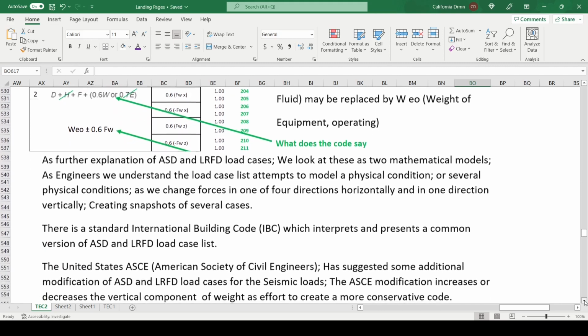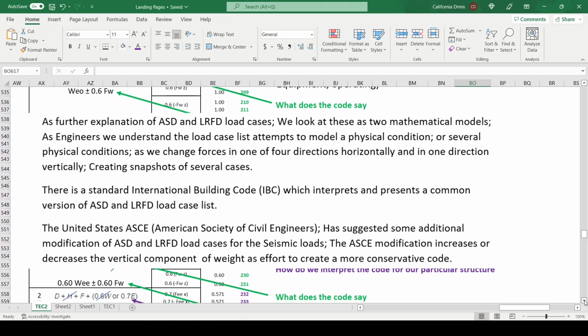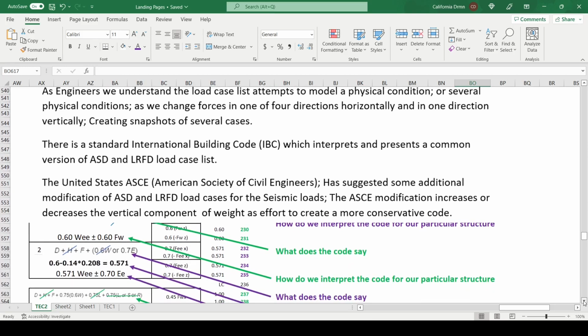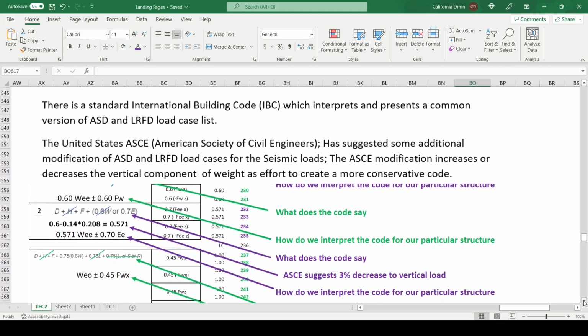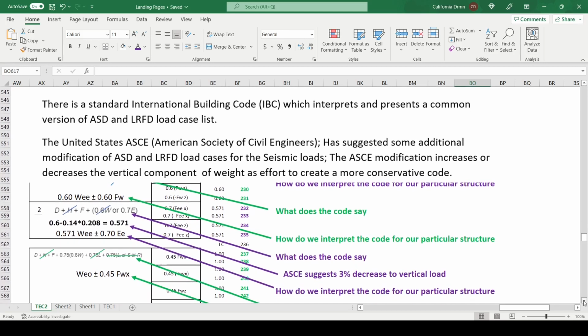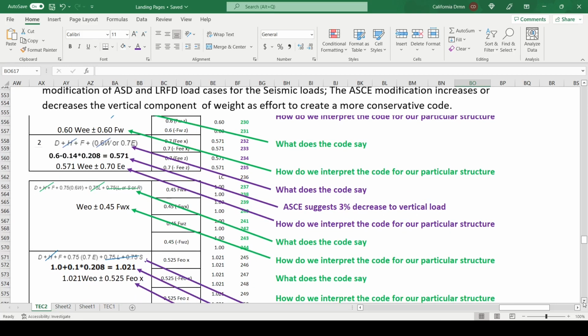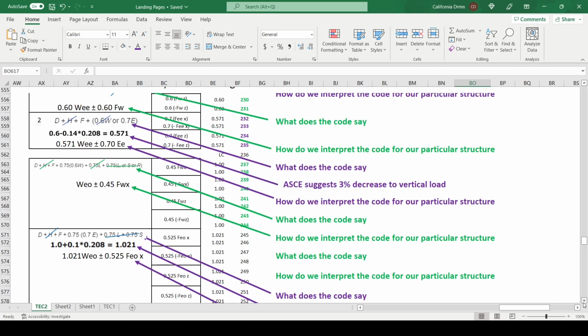As further explanation of ASD and LRFD load cases, we look at these as two mathematical models. As engineers, we understand the load case list attempts to model a physical condition, or several physical conditions, as we change forces in one of four directions horizontally and in one direction vertically, creating snapshots of several cases. There is a standard International Building Code, IBC, which interprets and presents a common version of ASD and LRFD load case list. The United States ASCE, American Society of Civil Engineers, has suggested some additional modification of ASD and LRFD load cases for the seismic loads. The ASCE modification increases or decreases the vertical component of weight as effort to create a more conservative code.